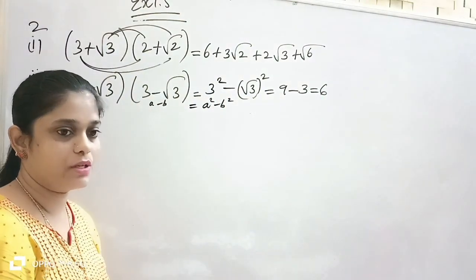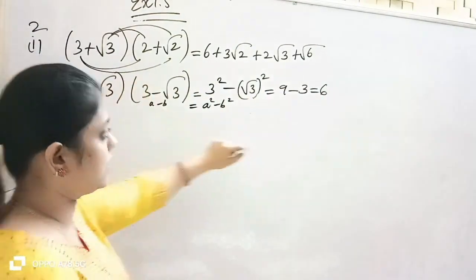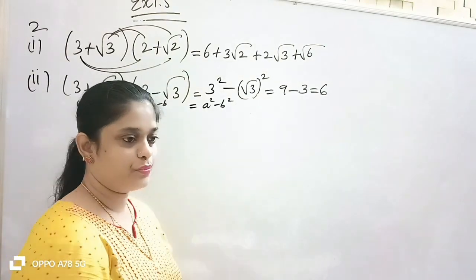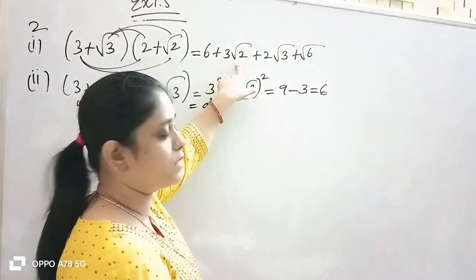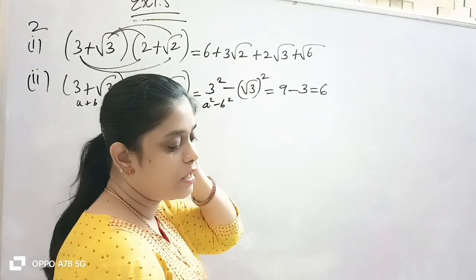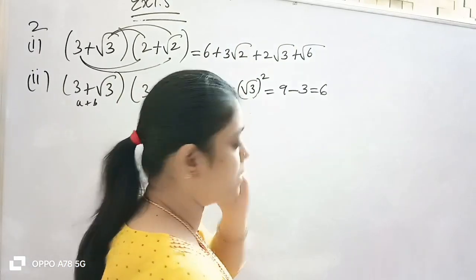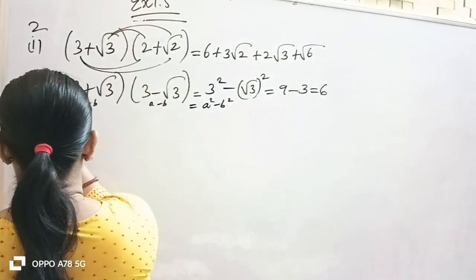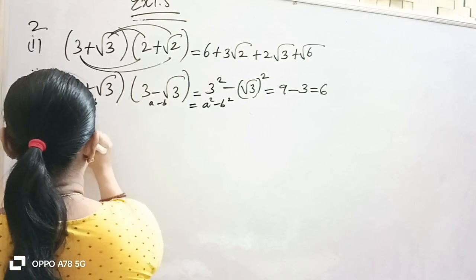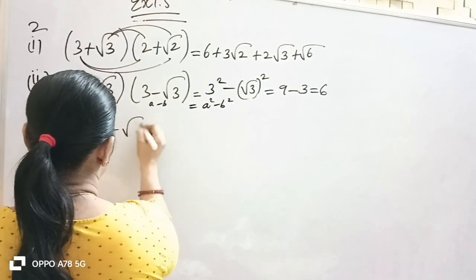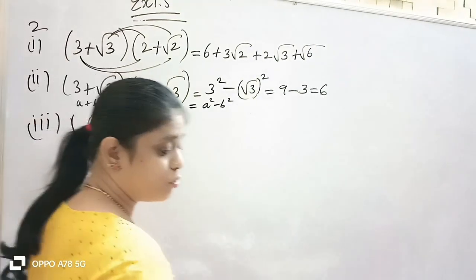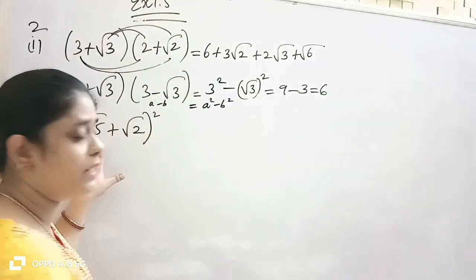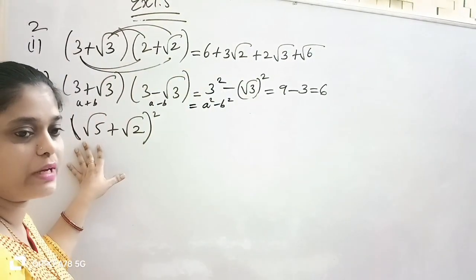This is a simplification. Here the final answer is a single number, so it is not possible to simplify further, and we write it as it is. In the same way, next one is in the a plus b whole square format. What is the third one? Root 5 plus root 2 the whole square. It looks like the a plus b whole square identity.